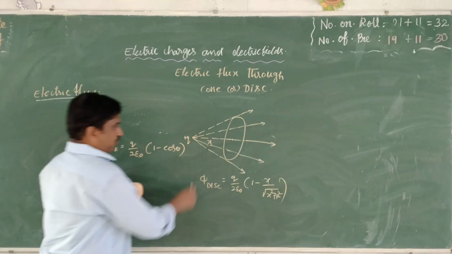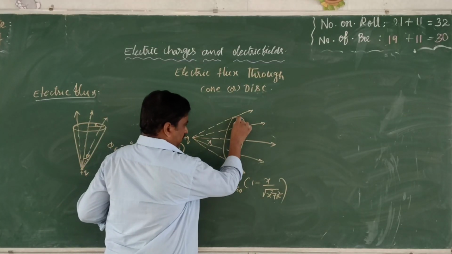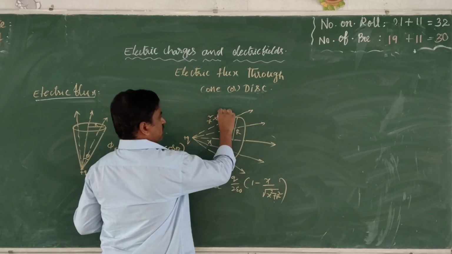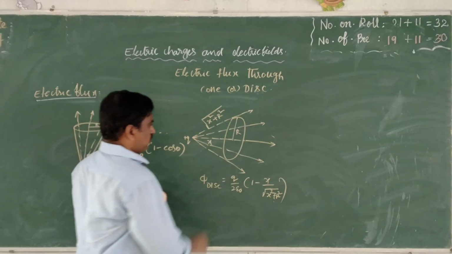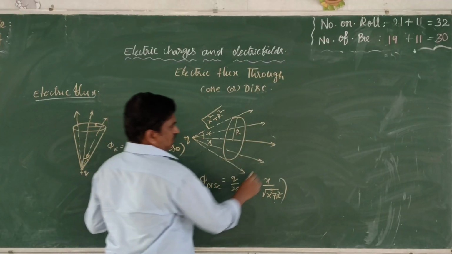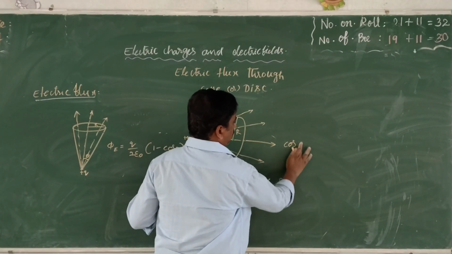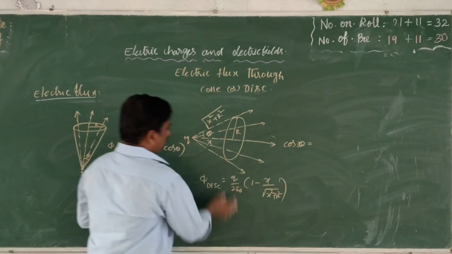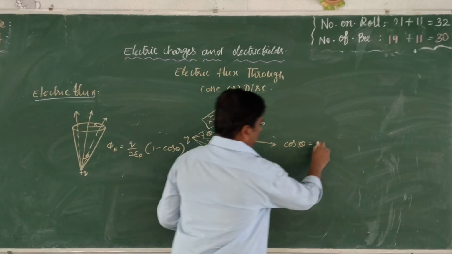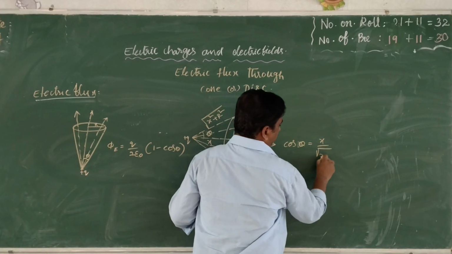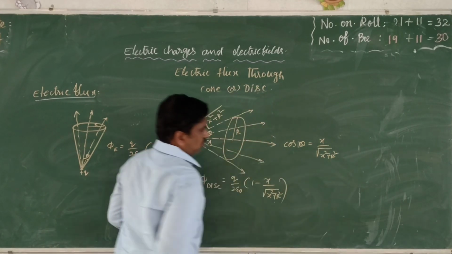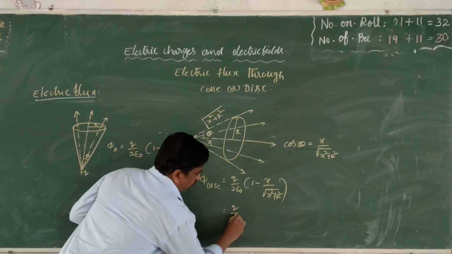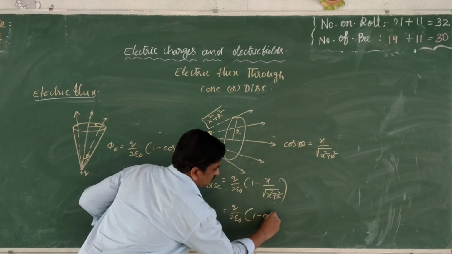For example, this is the base, this is the radius, and this is the hypotenuse. We can write it as x square plus r square. Here this makes some angle alpha. So cos theta equals base upon hypotenuse. Base is x, hypotenuse is root of x square plus r square. So cos theta is x by root of x square plus r square. So we can write q by 2 epsilon naught into 1 minus cos theta.